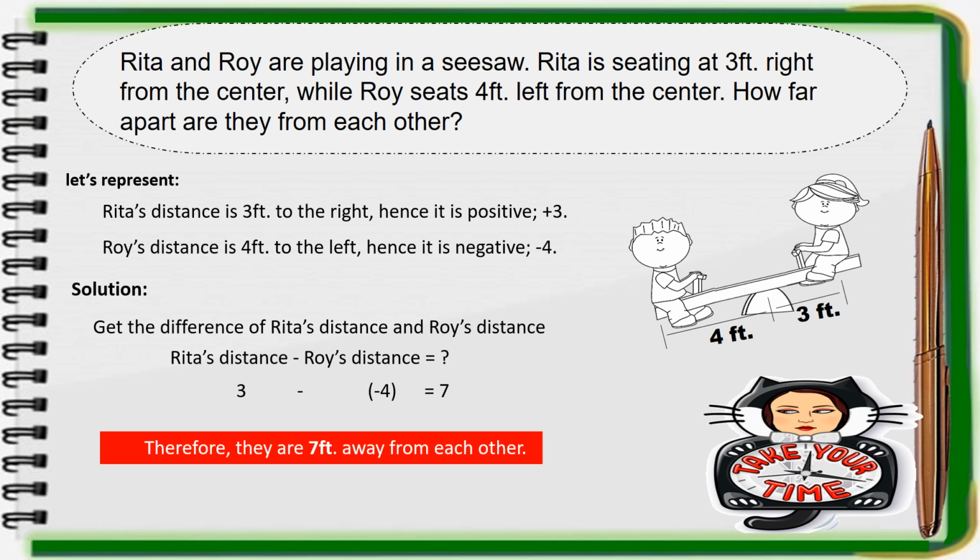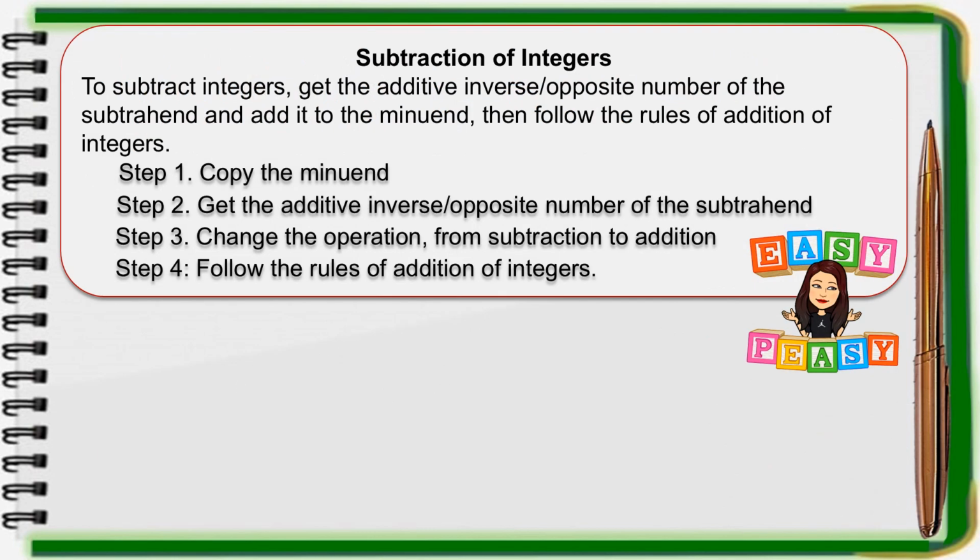Question: paano nga ba naging 7 ang sagot? Tama. Gagamitan natin ito ng rules of subtraction of integers. To subtract integers, get the additive inverse or opposite number of the subtrahend and add it to the minuend. Then, follow the rules of addition of integers.